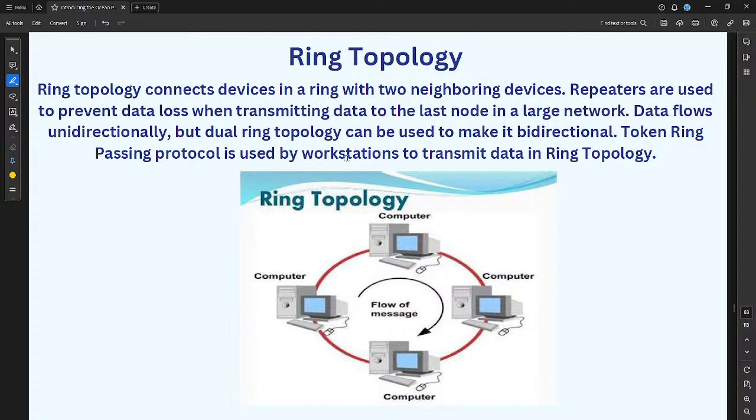So the ring topology connects devices in a ring with two neighboring devices. As you can see, it uses what are known as repeaters to prevent data loss when transmitting data to the last node in a large network. Data flows unidirectionally, but a dual ring topology can be used to make it bi-directional. So you can see the flow of the message.